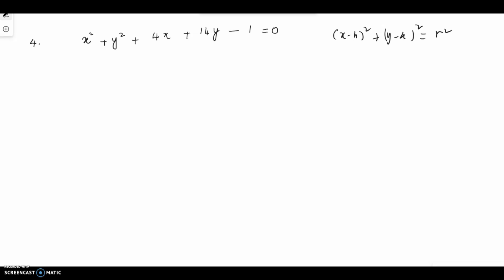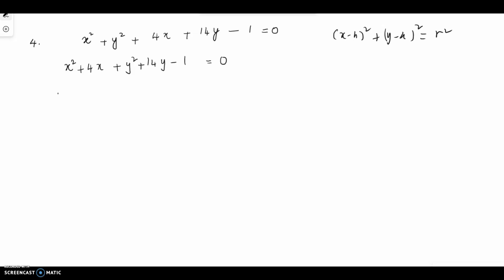And watch my videos, parts 1 through 4 of completing squares before you watch this video. Make sure you know how to complete squares. So we have x squared plus 4x, we are just rearranging terms, plus y squared plus 14y minus 1 equals 0. So we have all the x's together, the y's together, and the constant equals 0.